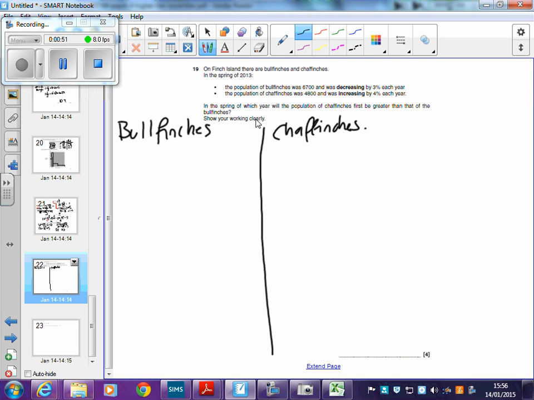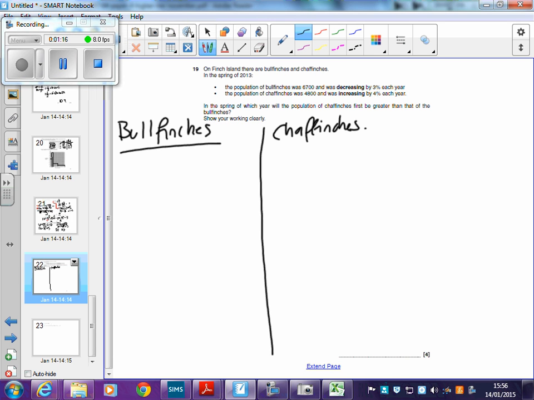Okay, when you are doing this, the mistake that a lot of people make is they will work out 3% of it and then keep taking it off, or 4% and keep adding it on, depending on which one you're doing, and just keep that the same every year. But if we think of the bullfinches, the first year, it's 3% of the 6,700. In the second year, the 3% it's decreasing by is of the new total, so we can't do that. We'll have to do a new sum every single time.